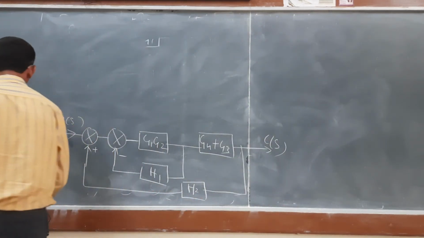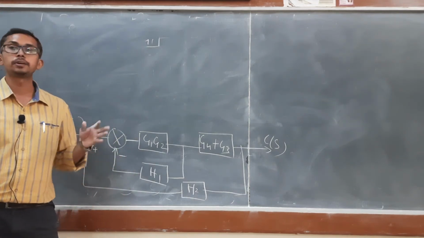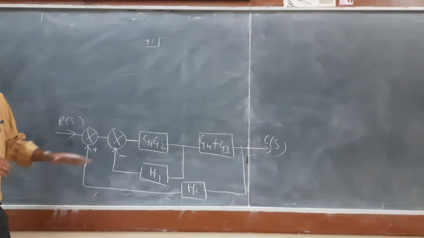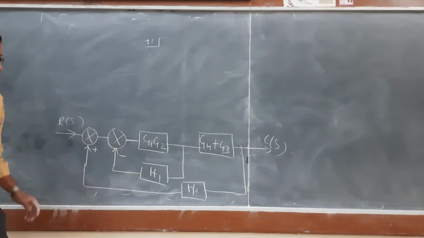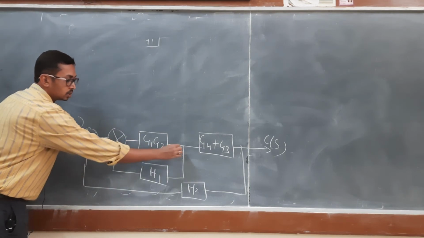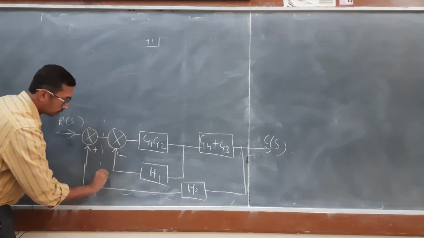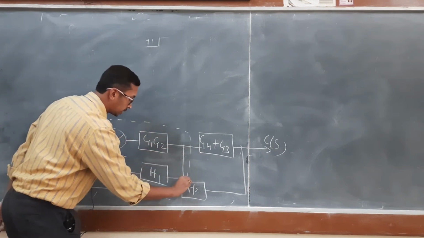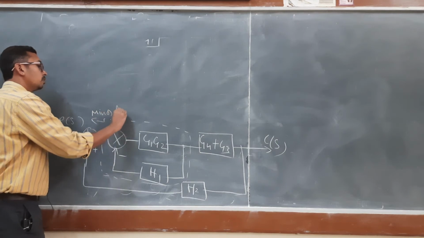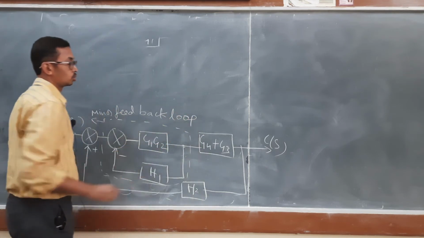Okay. Step number 3 is to identify whether there is any minor feedback loop or not. So, where is the minor feedback loop? Please pay attention. Here we have a summing point, one block, and then a takeoff point with a feedback. So this is a minor feedback loop. Okay, so rule number 8.